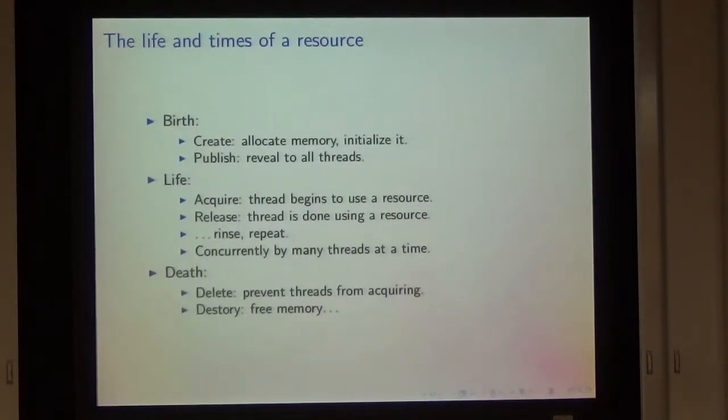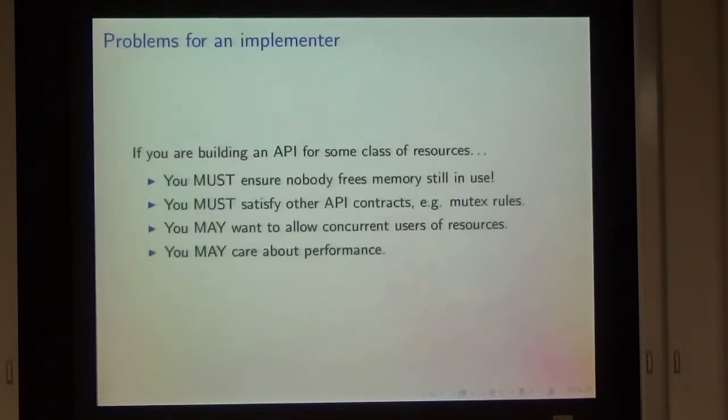And then once all the users are no longer using a resource, the memory for a network group can be freed safely. So, if you're designing an API for some kind of resource like network groups or device drivers, you need to make sure that nobody can free memory that is still in use. Obvious bugs there, security problems, kernel crash, so don't do it. And there may be other API contracts that are involved, such as rules for how to use mutex locks. I'll address one of those shortly.